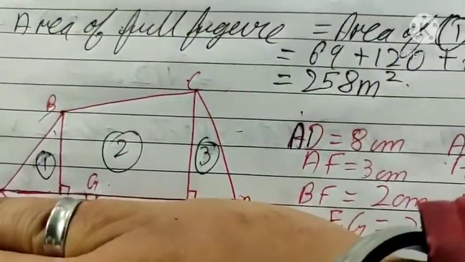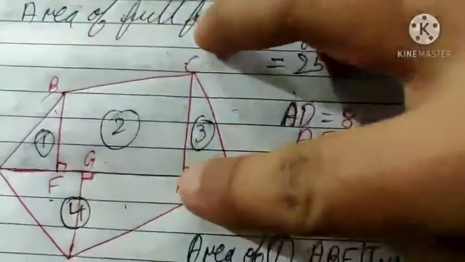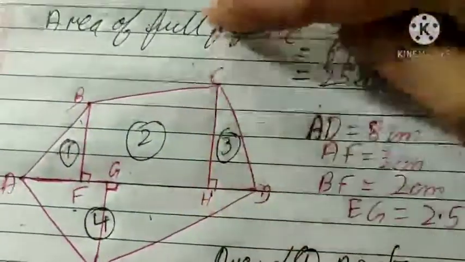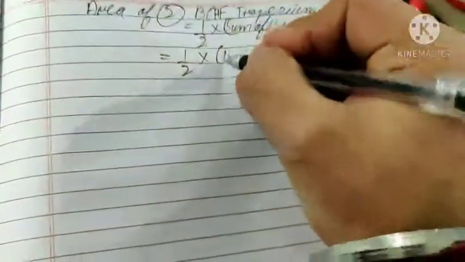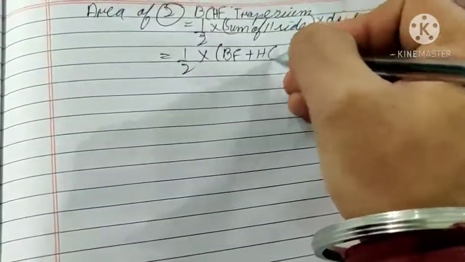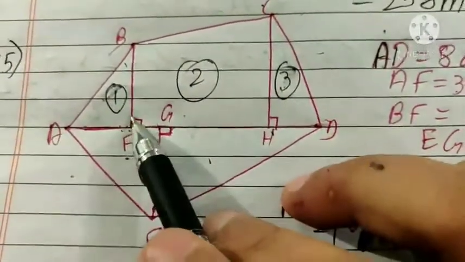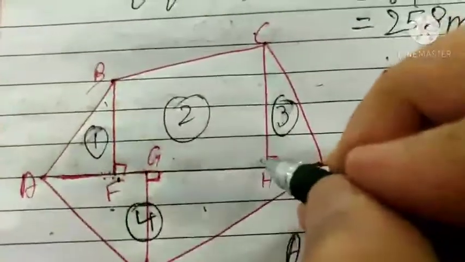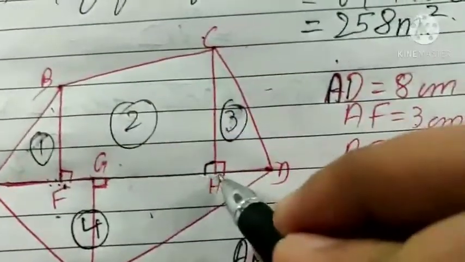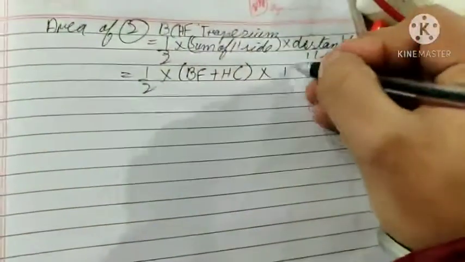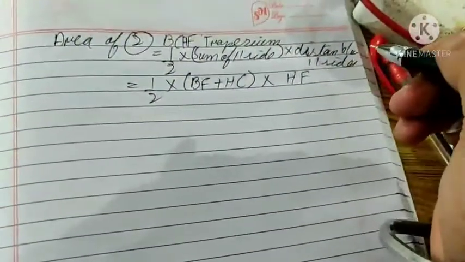What are the parallel sides in this? Look, if I hold this figure like this, so this BF and HC are the parallel sides that goes in this way and they will never intersect each other. So BF and HC. Into distance between parallel sides. What is the distance between parallel sides? Distance between parallel sides is this FH. Look, these are the perpendiculars, so these are the straight lines. So HF is the distance between parallel sides.